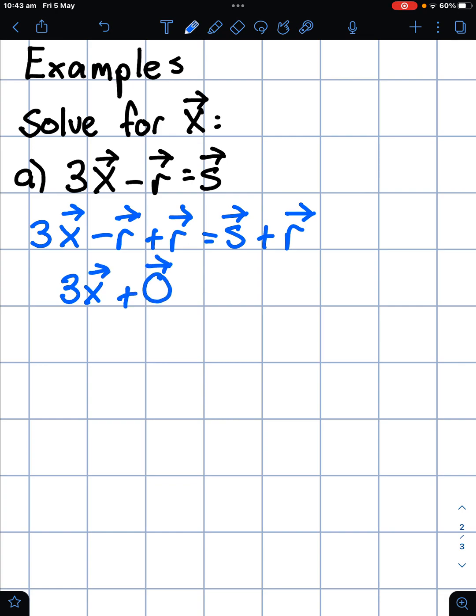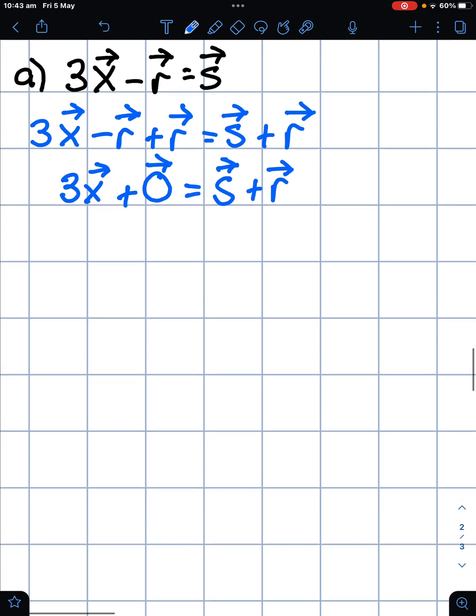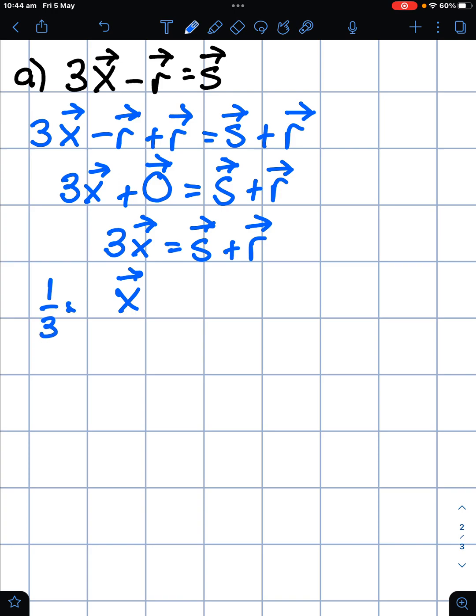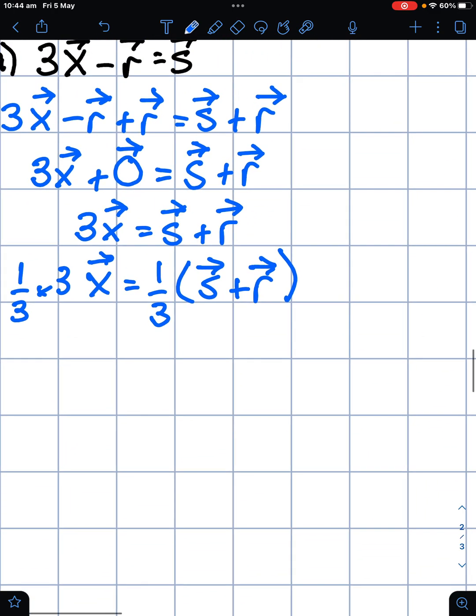All right. Now, a lot of the time we're going to skip this step. I'm just showing it for the moment. We got s plus r. And then our next step here is 3x equals s plus r. And then we're going to multiply everything by a third. So 1/3 times 3x equals 1/3 times (s plus r). All right, now, ideally, this might seem a bit bizarre.